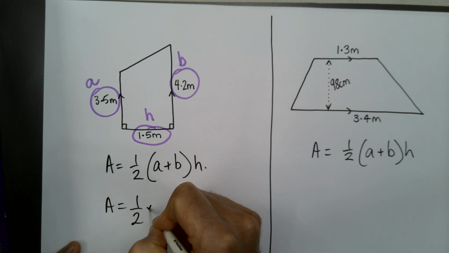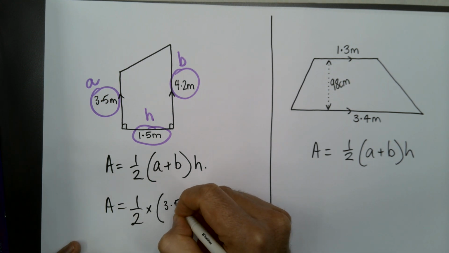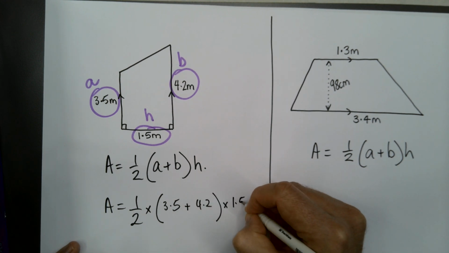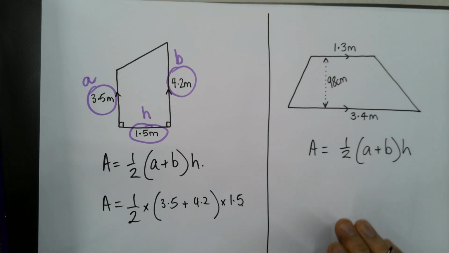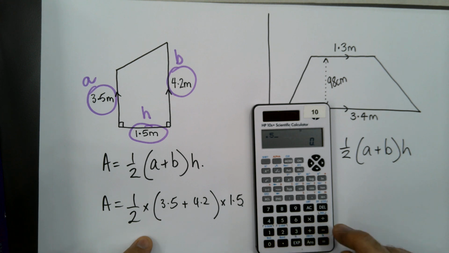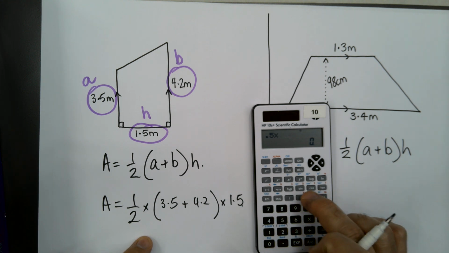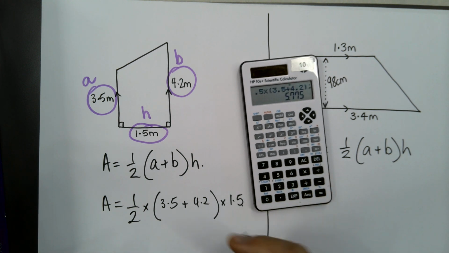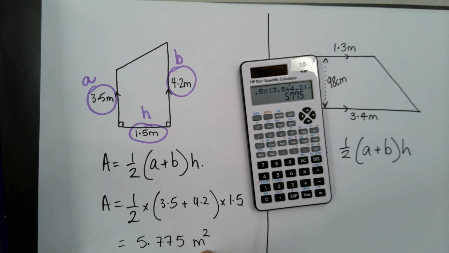Area is a half times (3.5 plus 4.2) times 1.5. Okay, and the magic buttons will do that all in one go. So you go, a half is just 0.5 times, open the bracket, 3.5 plus 4.2, close the bracket, times 1.5, 5.775 square metres. It's area, so we've got to do the square metres.